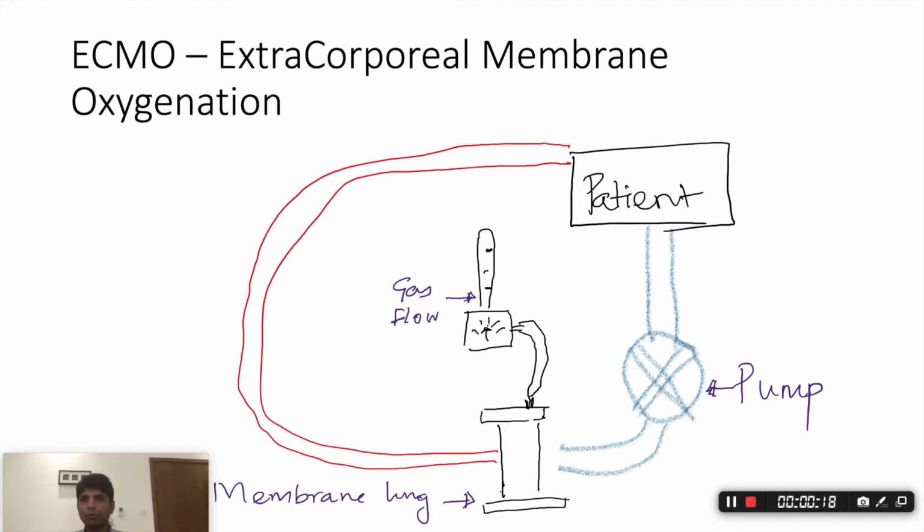ECMO stands for extracorporeal membrane oxygenation. What this basically means is that the oxygenation is done outside the body. Blood is drawn using a pump from the patient, passed through a membrane lung where oxygen is added and carbon dioxide is removed, and is pumped back into the patient. ECMO is the most advanced form of life support that we can provide our patients in critical care units.